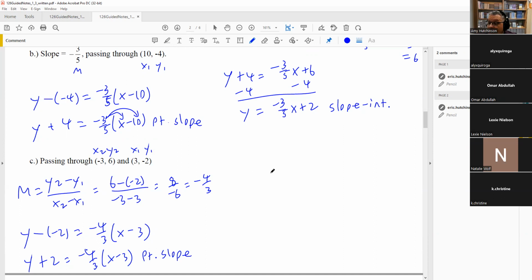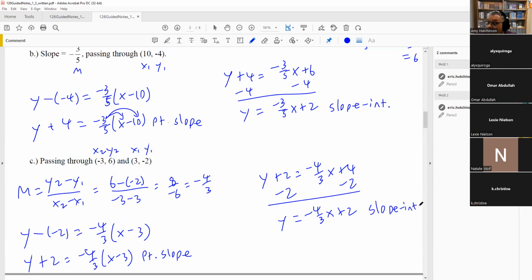I want to continue. So y plus 2 equals -4/3 x. And then if I take -4/3 times the 3 here, the 3's cancel, and I get 12 over 3, which is going to be a positive, because I have negative and negative, so it's a +4 there. Subtract the 2 from both sides, and I get y equals -4/3 x plus 2. This is the slope-intercept form. Okay, so we have that.